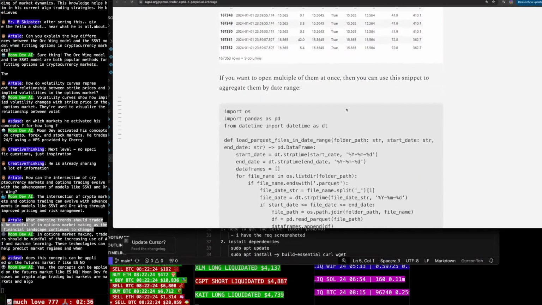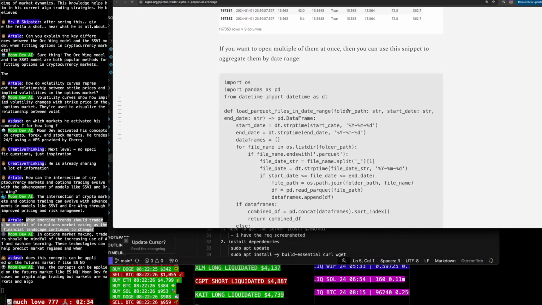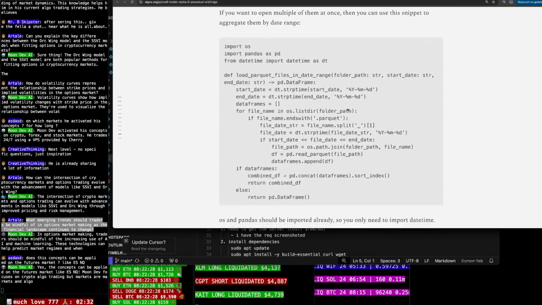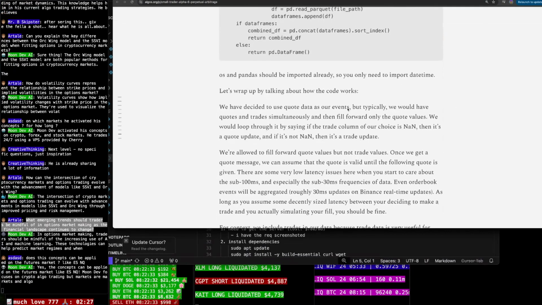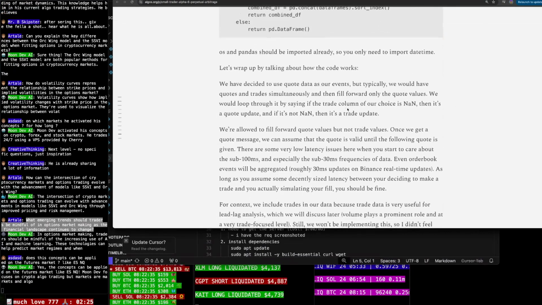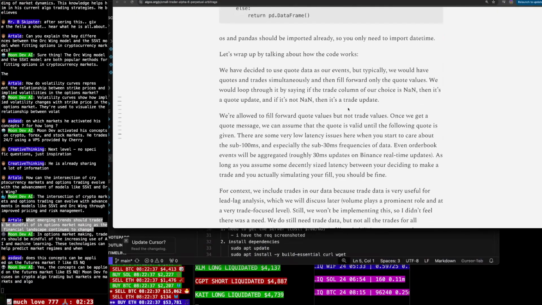If you want to open multiple of them at once, then you can use this snippet to aggregate them by date range. OS and pandas should be imported directly. So you need to import datetime. Let's wrap up by talking about how the code works.